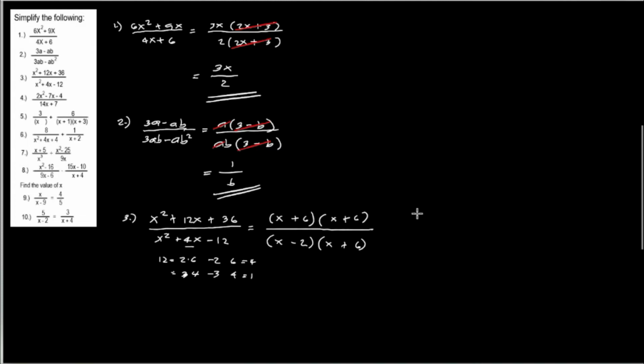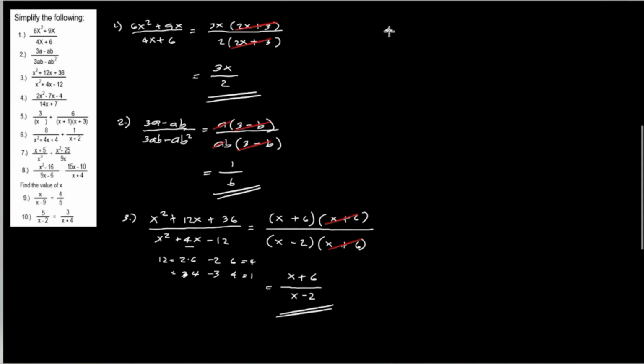And we have common terms in the numerator and denominator, which is x plus 6, so cancel out x plus 6 in the numerator and also the denominator x plus 6, and simplify. So x plus 6 all over x minus 2. So the value in number 3 is x plus 6 all over x minus 2, and this is the answer.